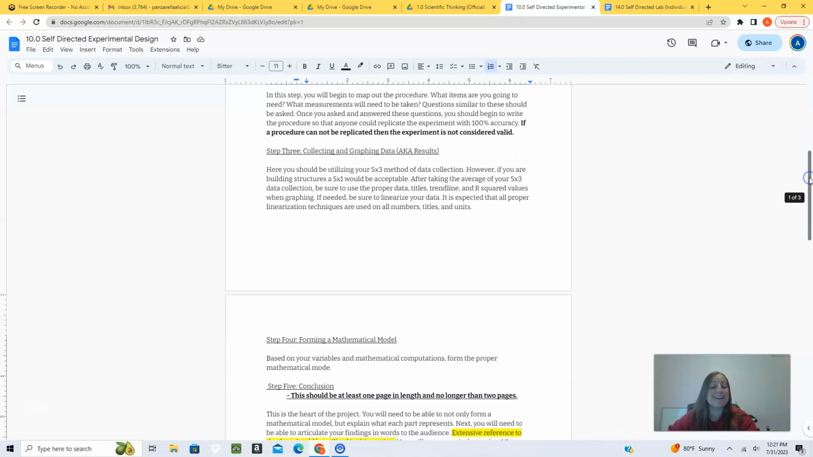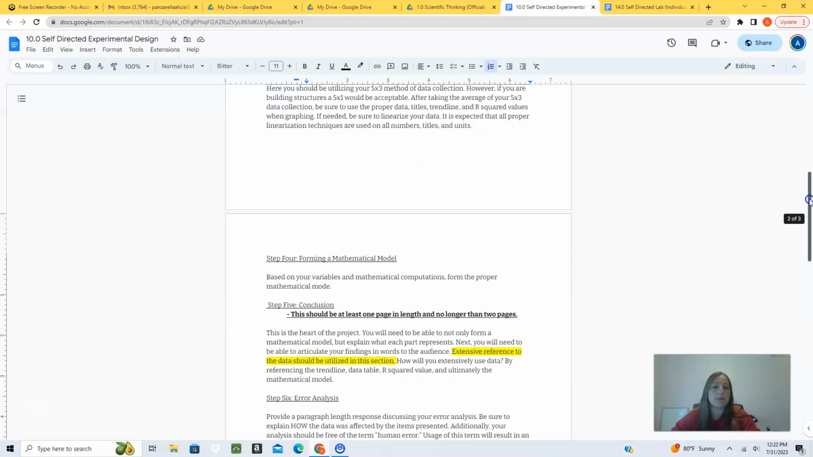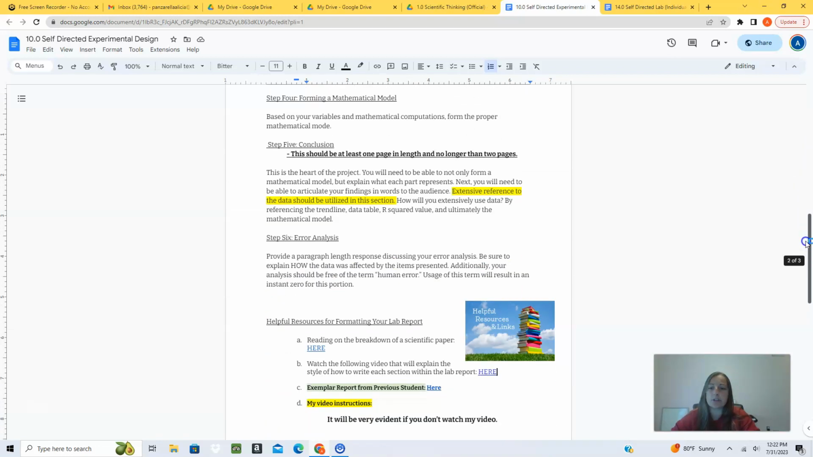Obviously, you are then going to collect your data. 5x3 method is preferred, but I know for some of your essential questions, you won't be able to get a 5x3, but a 5x1 is still going to be acceptable, but you do have to have at least 5 data points. We know that we do need all of those points in order to see a proper trend line that is going to accurately describe what you're seeing. And then you're going to form the mathematical model, you're going to do the conclusion, and you're going to do your error analysis. So we've already discussed all of those things.